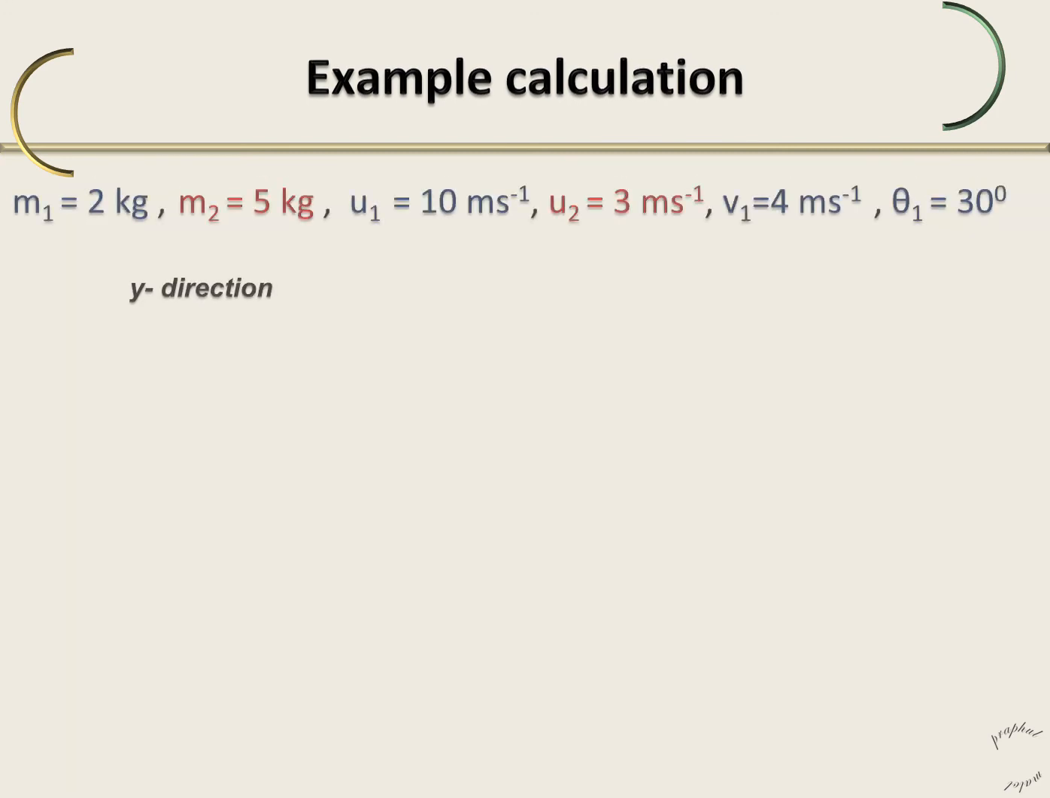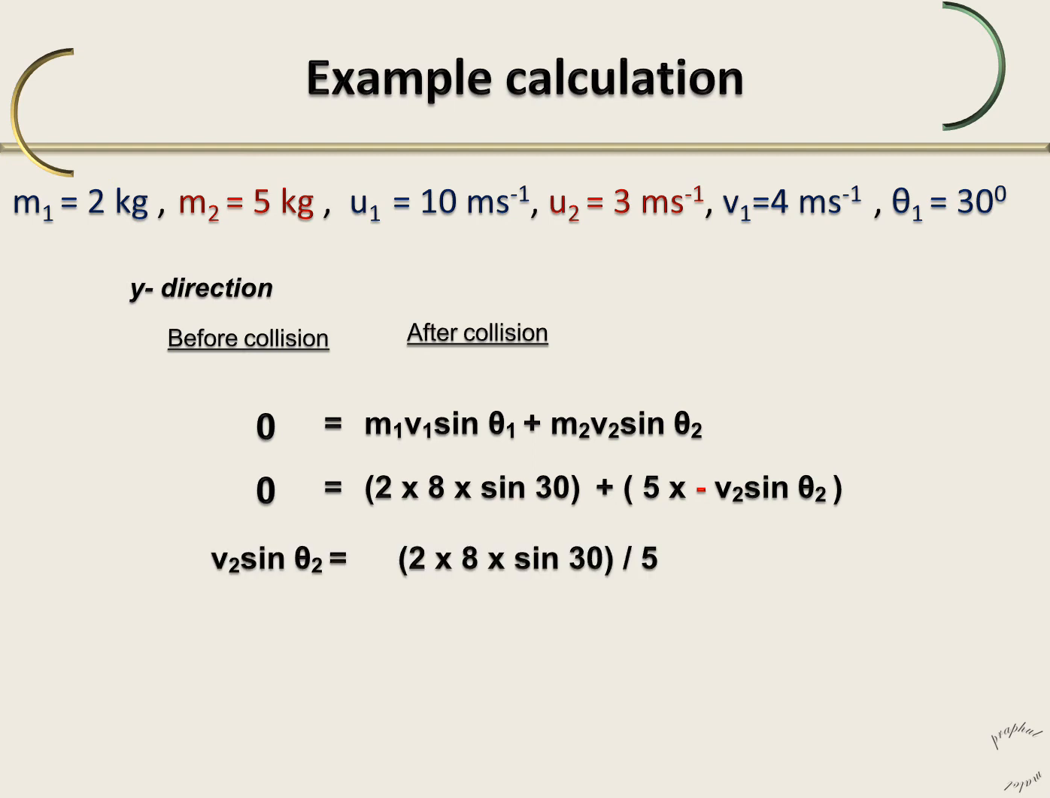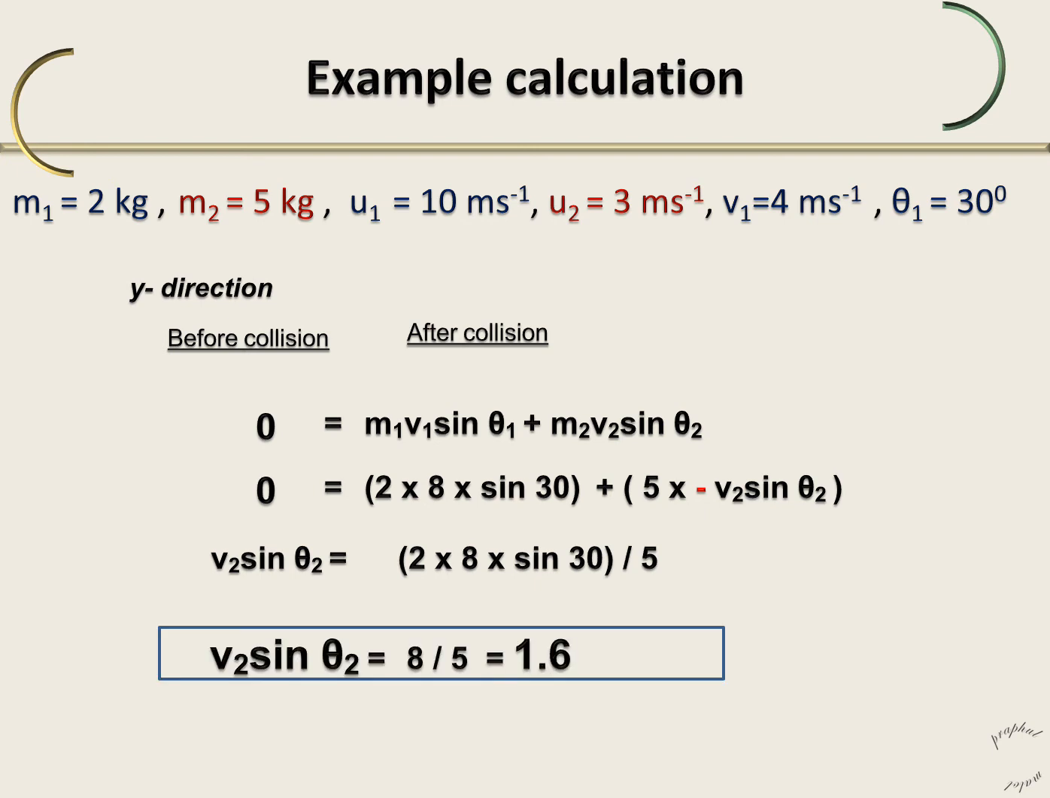Now for vertical direction, before and after. Before, as we have seen, nothing is moving vertically, so the momentum is zero. And I'm going to substitute every value. I am already putting a minus there because the vertical components are opposite to each other, we have seen in the previous slide. Again, the same method, I'm making the unknown thing V2 sin theta 2 the subject. Finally, I will end up with an equation V2 sin theta 2 equal to 1.6. So we have now two equations, one a cos equation, another one a sine equation. Now I'm going to solve these two equations.